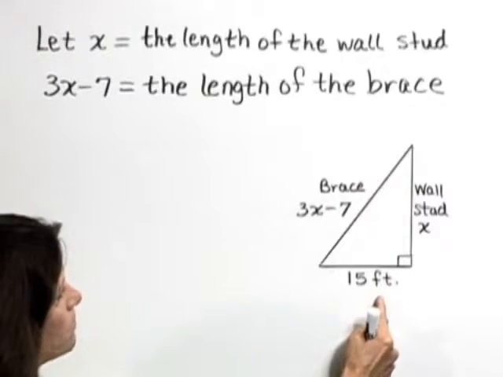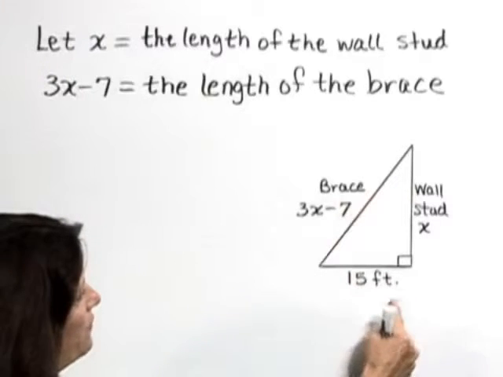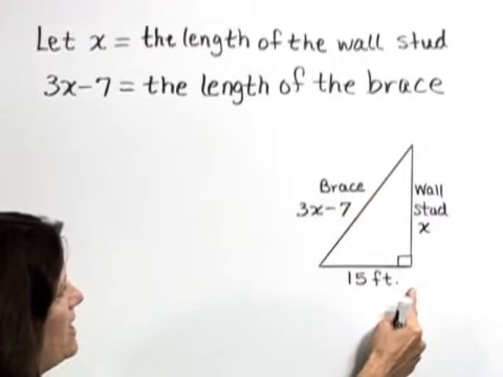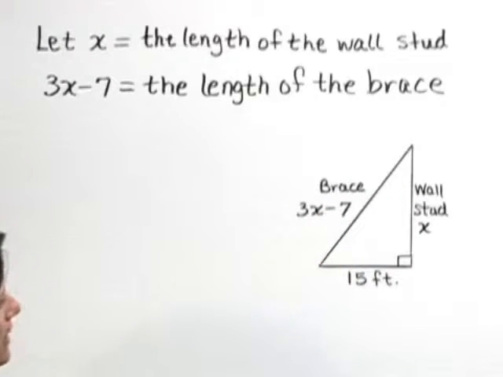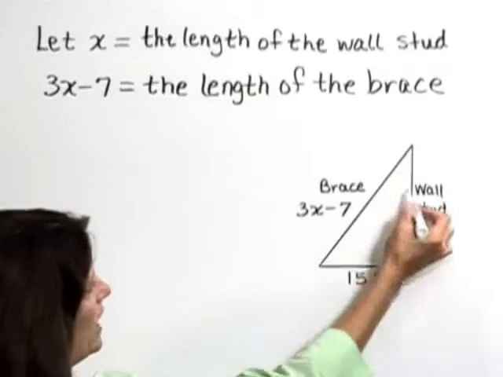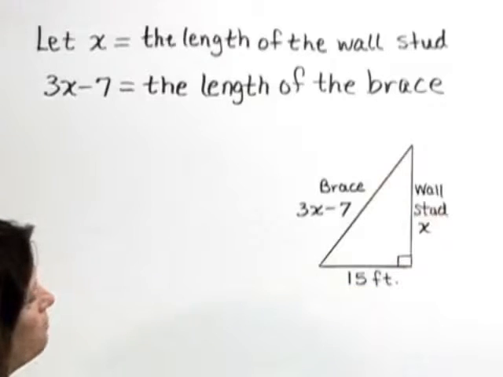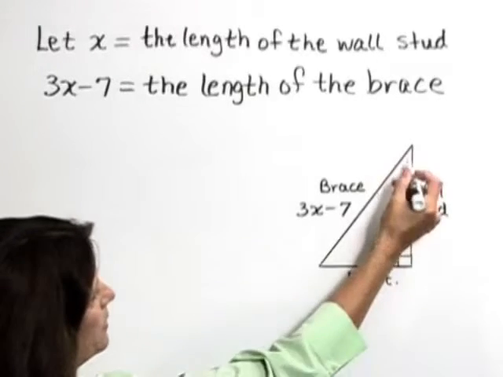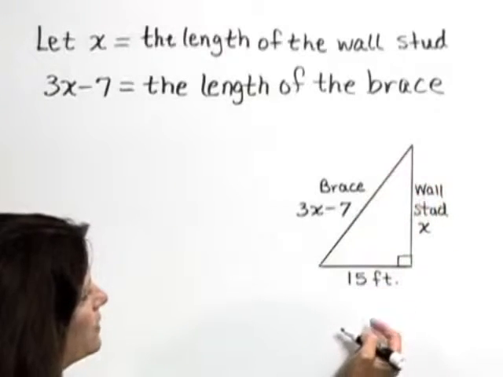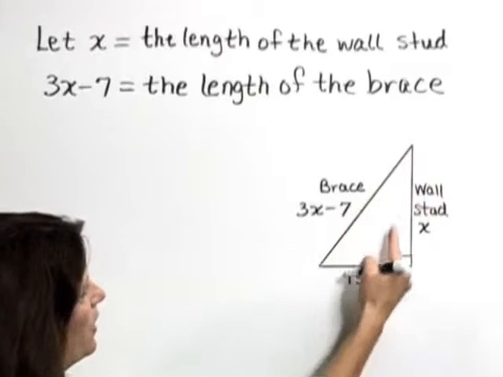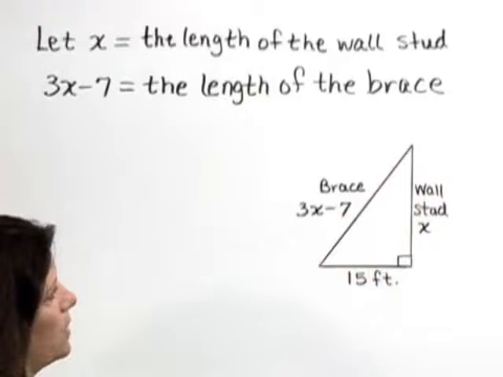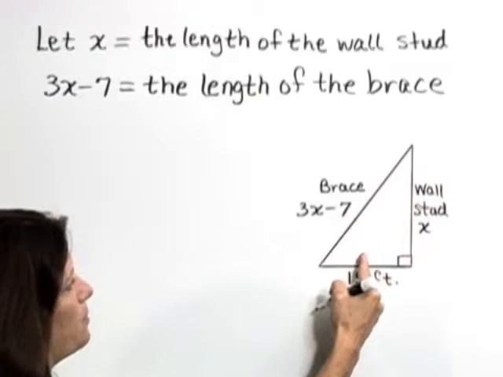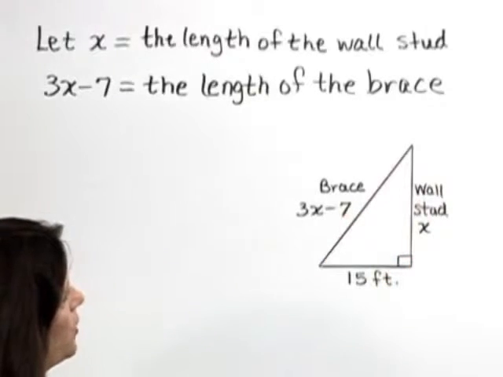Now we see here a cross section, which is a right triangle, where x is the length of the wall stud. We know that this brace is anchored 15 feet away from that. And we've got the brace identified as 3x minus 7. We have a right triangle here, and we know that the sides of a right triangle satisfy the Pythagorean theorem that says leg squared plus leg squared is hypotenuse squared. We might think of that as a squared plus b squared is equal to c squared.